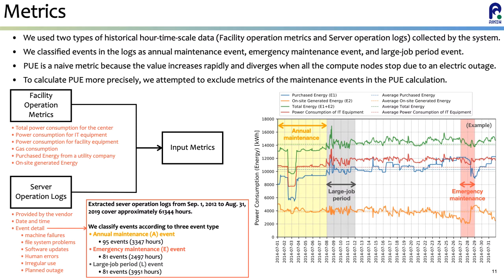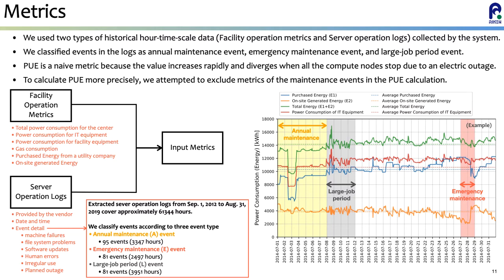The entire service period is about 61,000 hours. By the classification, the annual maintenance event is 3,347 hours, consisting of 95 events. The emergency maintenance event is 24 hours, consisting of 97 events. The large job period event is 3,951 hours, consisting of 81 events.